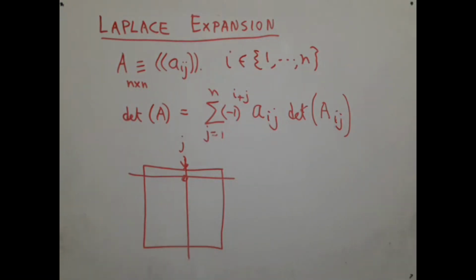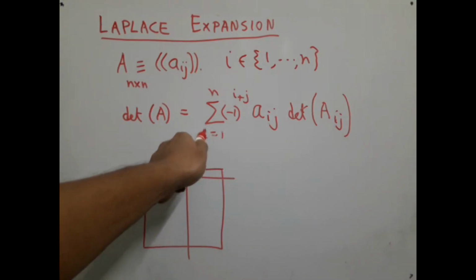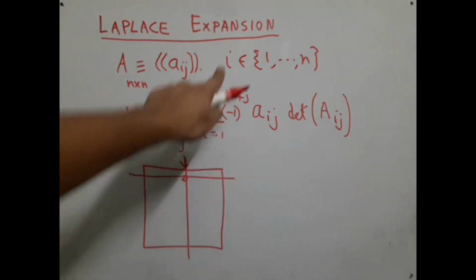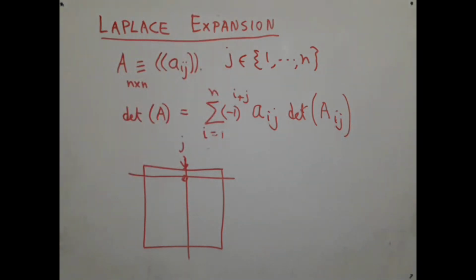In fact, you can do it along some column. You can do Laplace expansion along the jth column, the same story, except that now you run your summation over i from 1 to n and keep j fixed. So that will be Laplace expansion along the jth column.